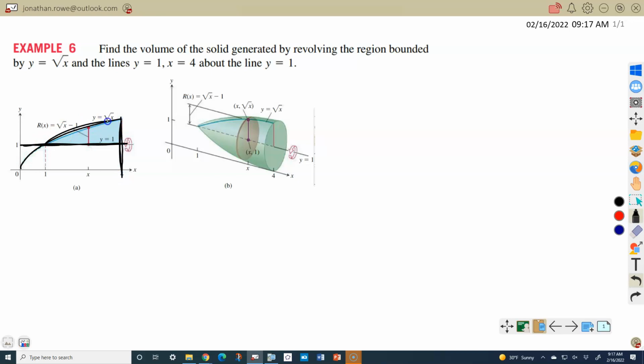So we're taking this region right here then. Taking that region right there. And we're revolving it what? About the line y equals 1. So we're revolving it this way. We're revolving it around that.